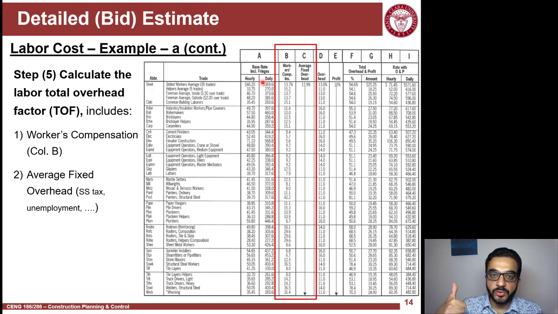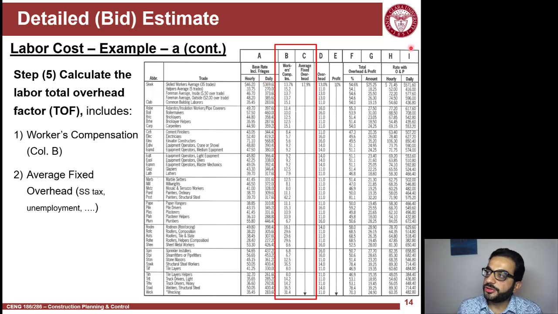So I'm adjusting for location. I adjust for the time if I'm using an older version of RSMeans. And then next I would adjust for the overhead of the labor, the workers. The workers come with a lot of overhead. So the first major overhead is worker comp.